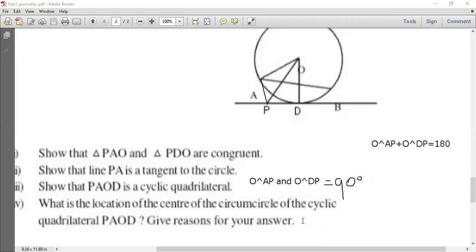In the last one, what is the location of the center of the circumcircle of the cyclic quadrilateral PAOD?